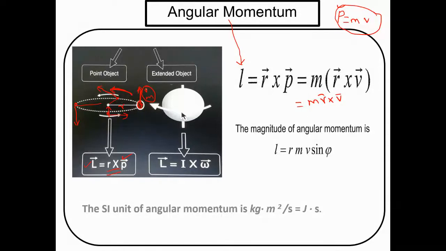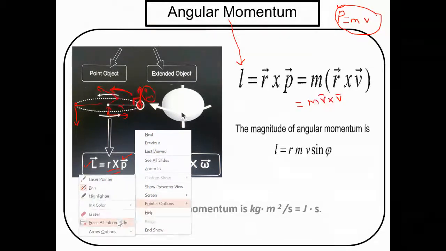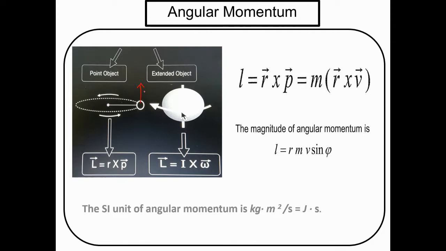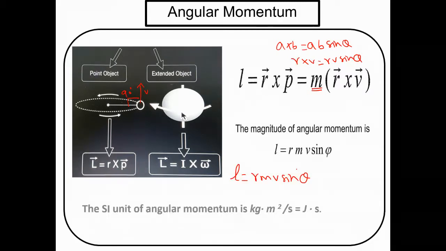Now just see here, brother. What is the angle between V and this R? It's exactly 90 degrees. If you have any cross product, we already studied in chapter number 3 that A cross B is equal to AB sine theta. Likewise, R cross V is equal to RV sine theta. And we have m outside. So I can write my angular momentum L equal to mRV sine theta. Clear?